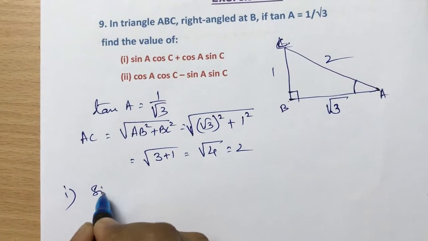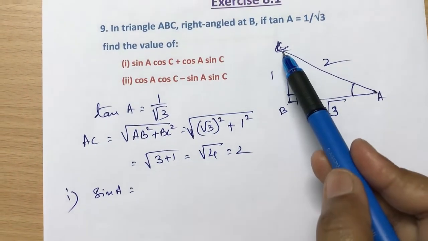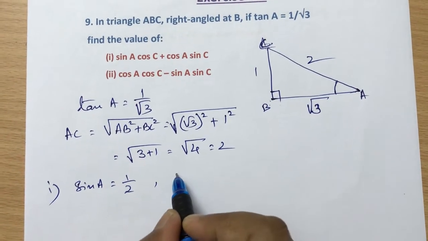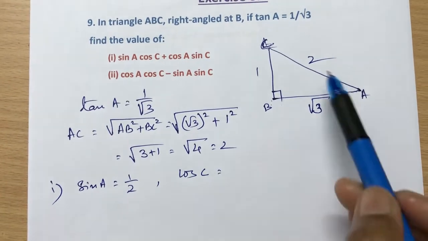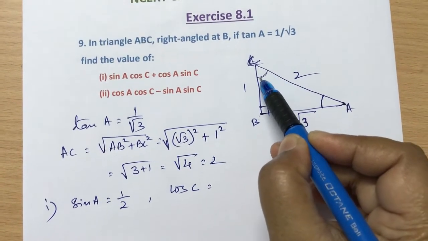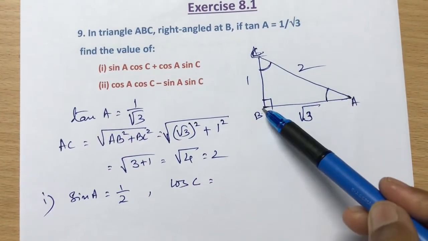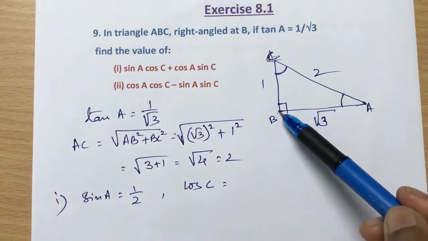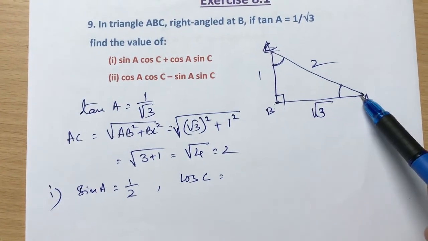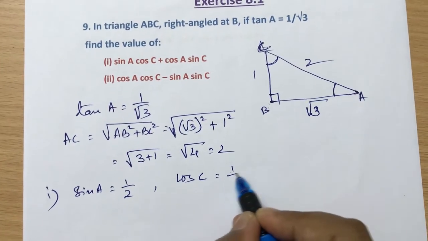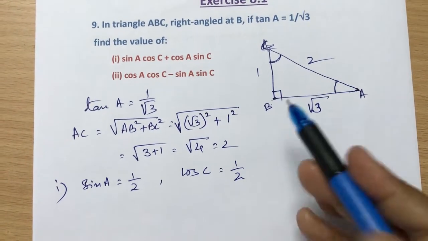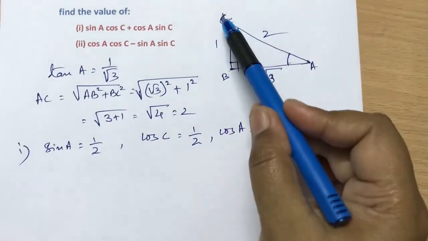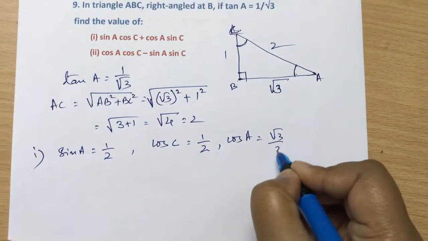Sin A. Well, first let me find out what is sin A. Sin A will be perpendicular by hypotenuse. I am just writing 1 by 2. What is cos C? Cos C is this one. Cos C will be base by hypotenuse. If this is the angle, then the side which holds this angle will be the base. Okay, this is the base and this is the hypotenuse. So it is BC, 1 by 2. Then cos A. What is cos A? Cos A will be base by hypotenuse. So it is root 3 by 2.